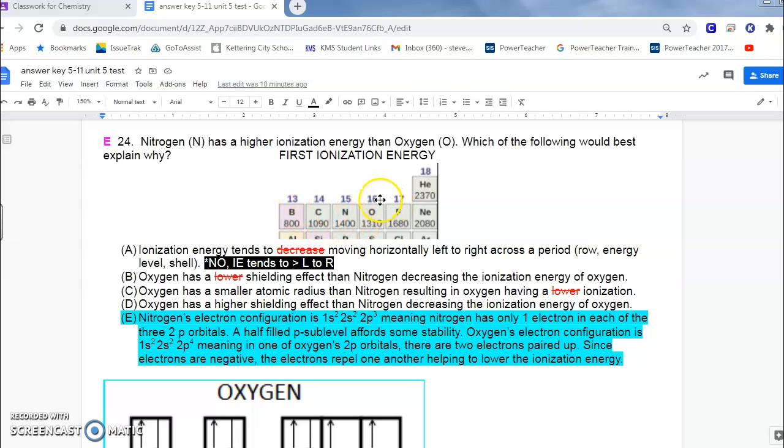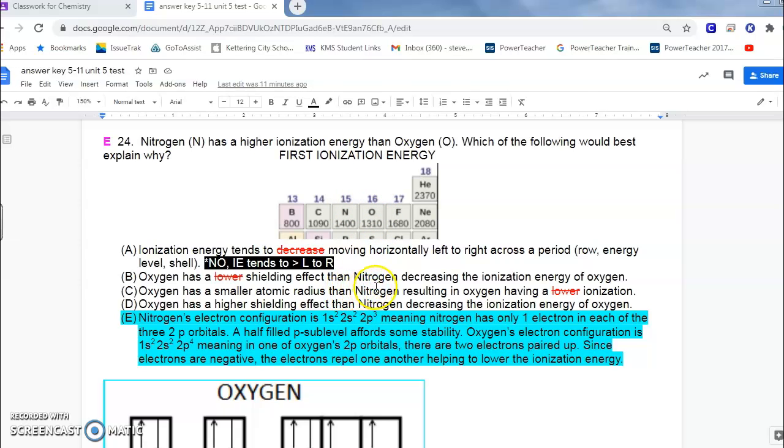They each have virtually no shielding effect because the only level they have inside the second level is the first level, which only has the S sublevel. That's not much of a shielding effect. There's only 2 electrons on the inside level for both nitrogen and oxygen.